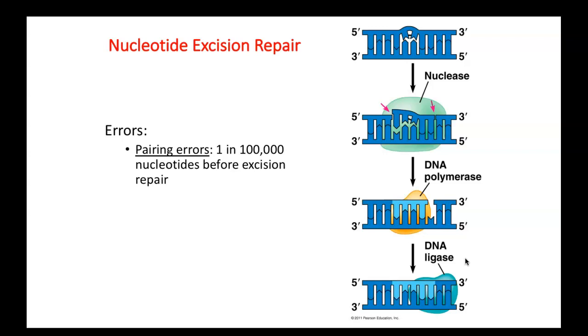So remember I said that DNA polymerase makes 1 in 100,000 mistakes. After excision repair, there was only 1 in 10 billion. Whew, that's good to know. I mean, even if we didn't know it, you don't have to know it to experience the benefit, but that's a good thing. 1 in 10 billion is a good thing. You have 3 billion base pairs, so this is a good thing.